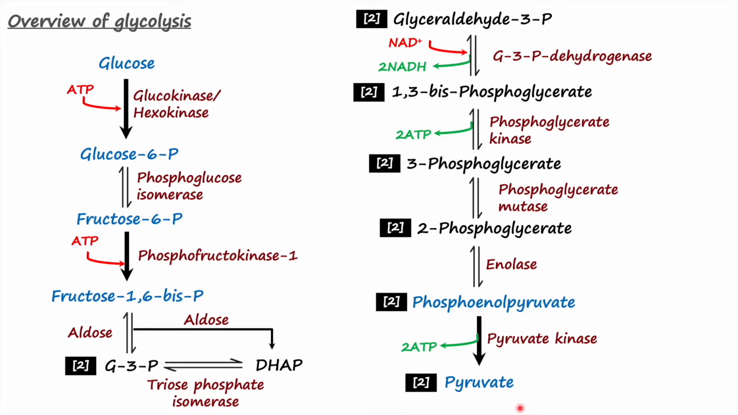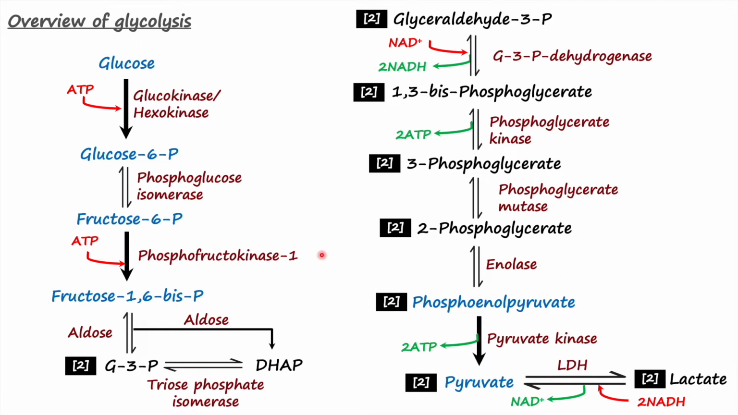And lastly, pyruvate is reduced into lactate with the help of the enzyme lactate dehydrogenase, and in this reaction NADH is oxidized to form NAD plus. So now you can see that the NAD plus which was lost in the glyceraldehyde 3-phosphate reaction is regained when pyruvate is reduced to lactate.